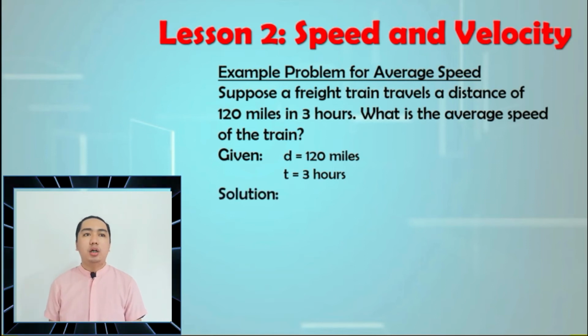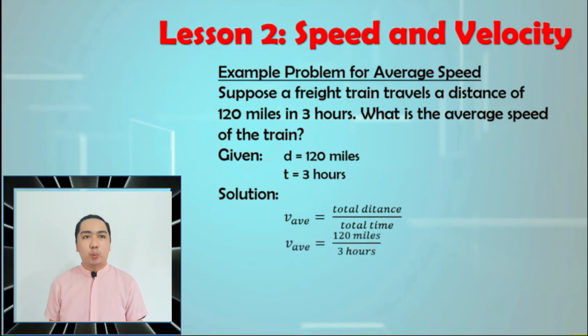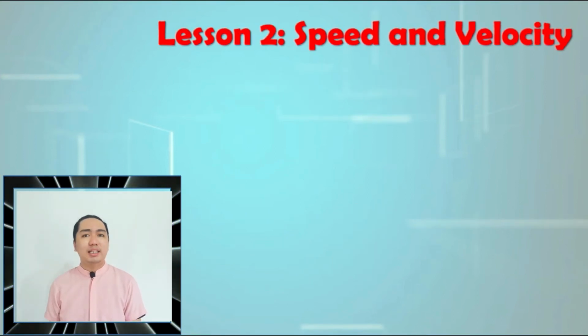So let's use our formula or equation in solving the average speed, which is: average speed is equal to total distance divided by the total time. So we have the given total distance, which is 120 miles, and we have also the total time, which is 3 hours. You need to just divide this total distance and total time. So we will get 40 miles per hour. So therefore, the average speed of the freight train that travels a distance of 120 miles in 3 hours is 40 miles per hour.